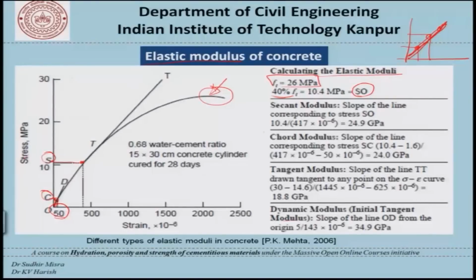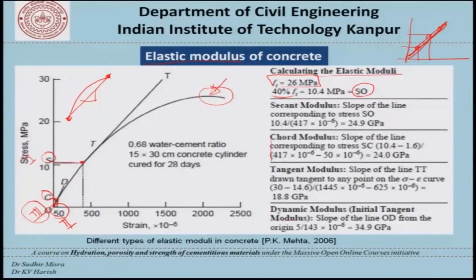Now, beginning with this point 1, this point 2 and the third point, which of course is the origin, let us try to define the secant modulus. The secant modulus corresponds to the slope of the line S0. That is, from the origin we take this point S, and even though it is a curve, we say this is my origin, this is my S, so the slope of this line is what we are talking of, and that is my secant modulus.